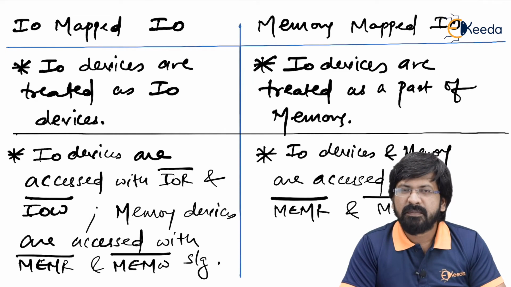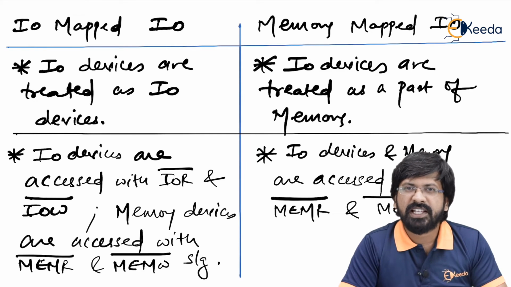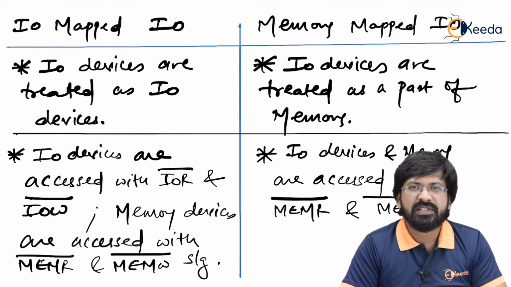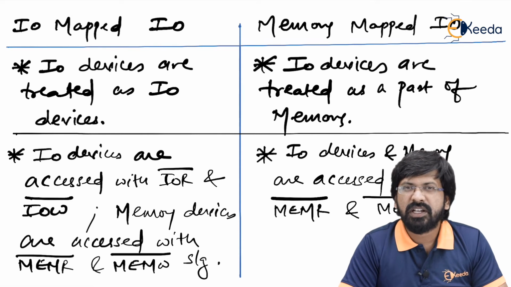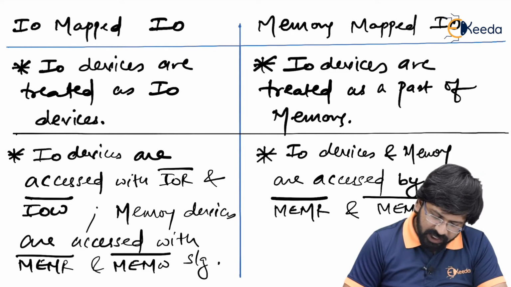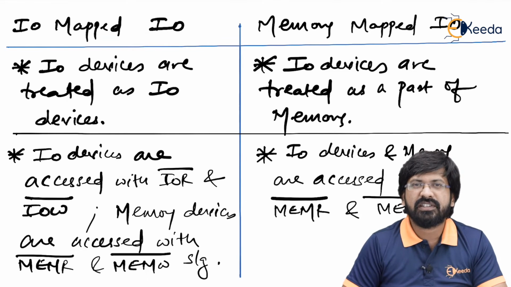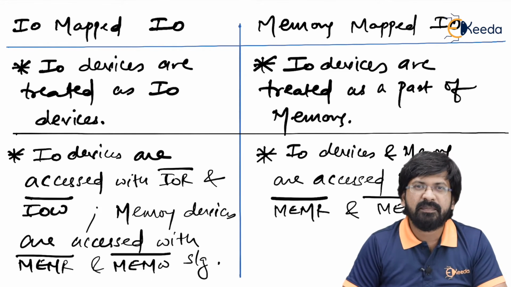So when it comes to memory mapped IO, the motive was very clear that I want to treat IO devices as memory. So when I'm treating IO devices as a part of memory, why do we really want to differentiate between IO and memory, right? That's the reason why in the second difference what I've written, IO devices as well as memory are accessed by using common control signals, that is MEM-R bar and MEM-W bar.